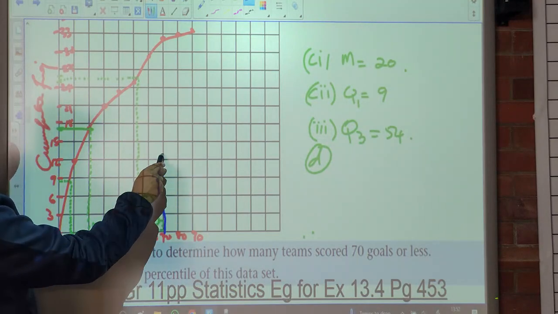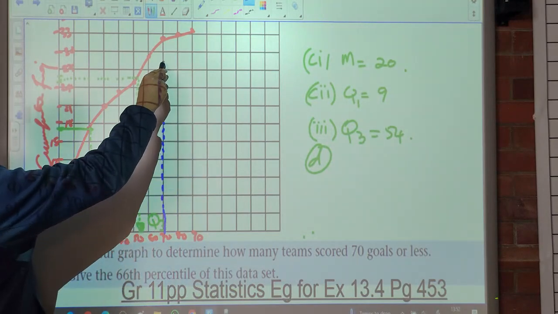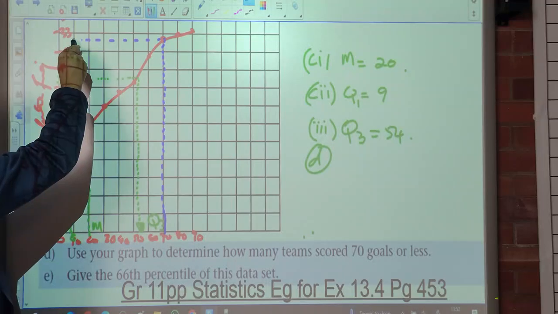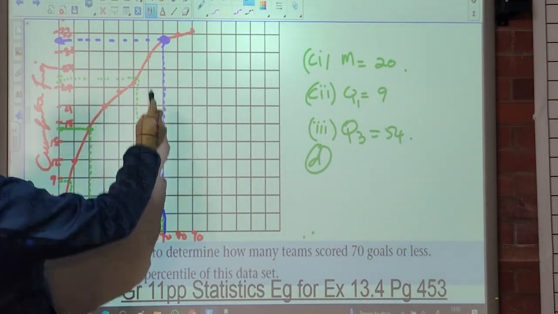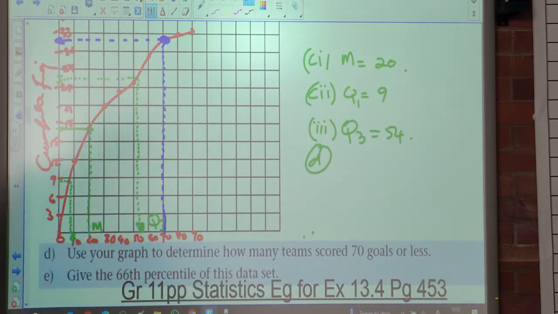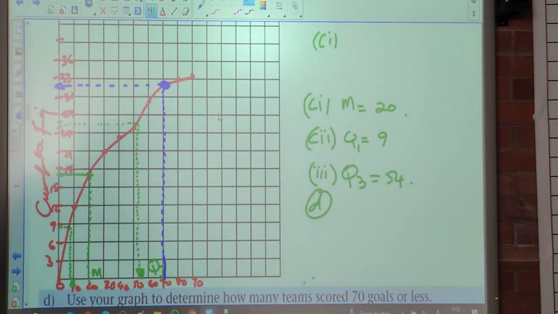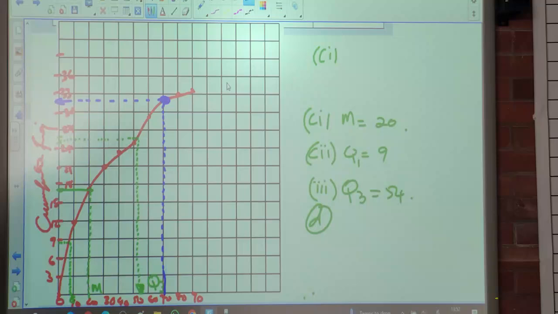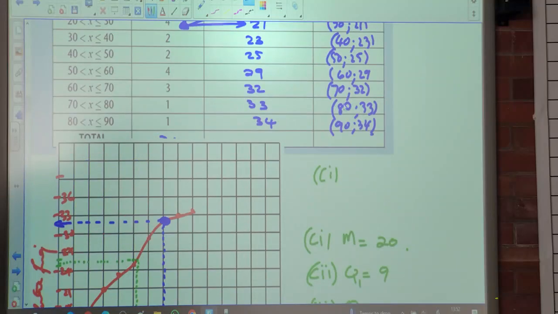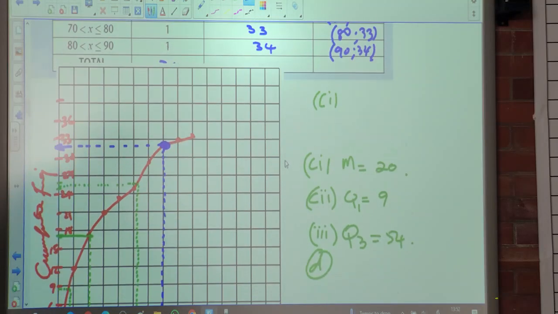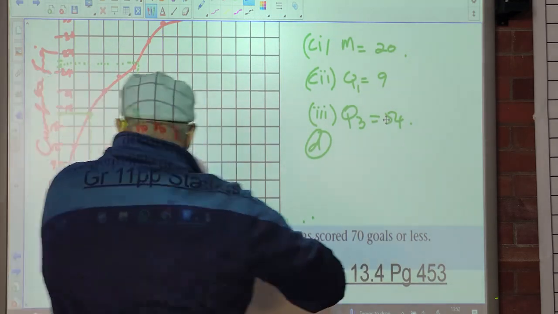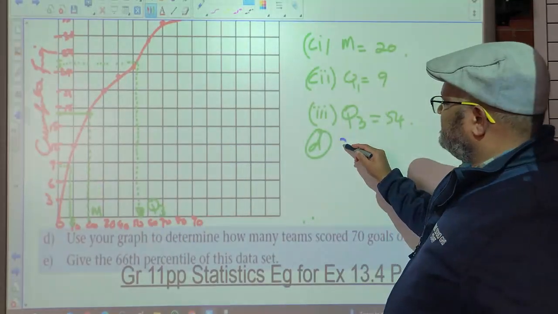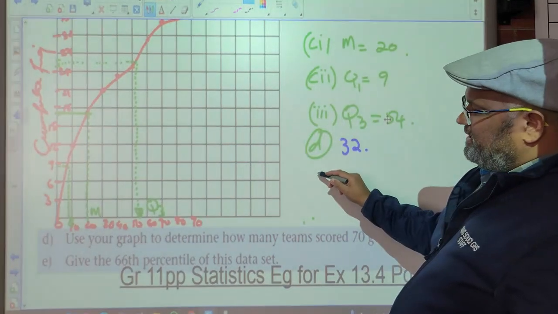So what you do is, again, you use a ruler. But we worked with 70 already, not so. 70 was 32. So it's 32. And there you can see it as well. 70 or less is 32. Do you guys understand? Okay. So 70 goals or less, 32 teams.